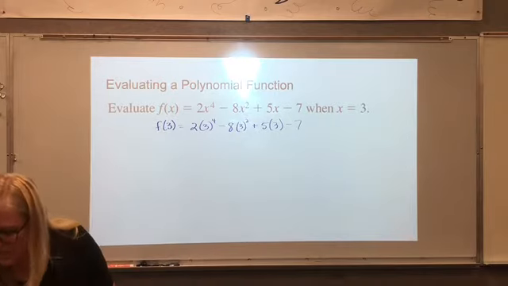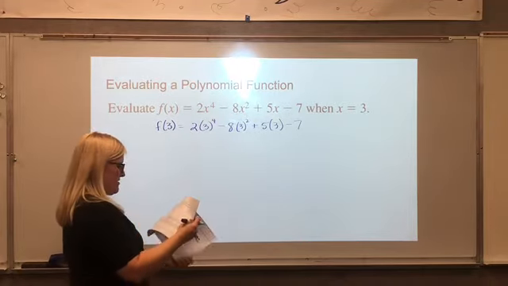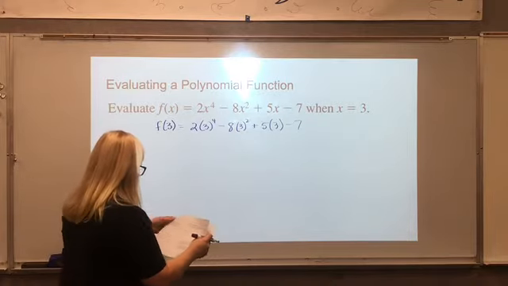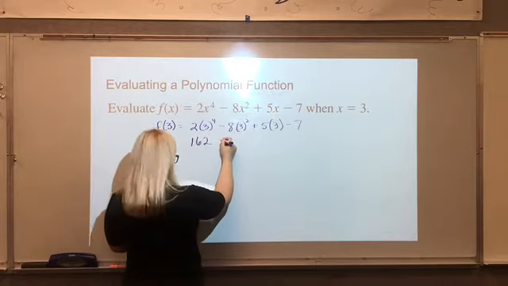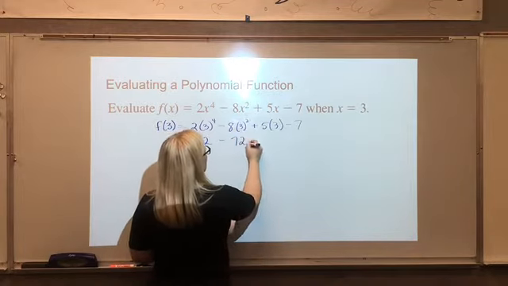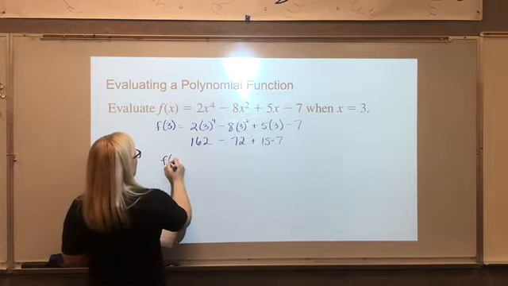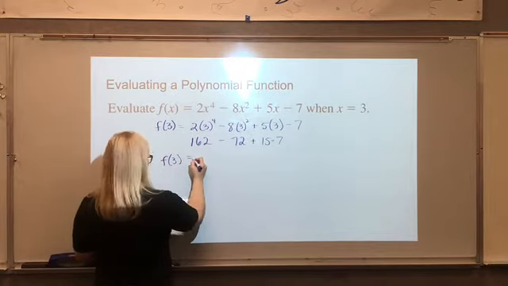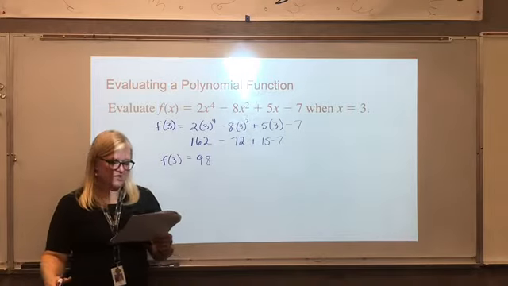And what I've got here is 162 minus 72 plus 15 minus 7. So f of 3 equals 98. Okay, so those are just plug and chugs.